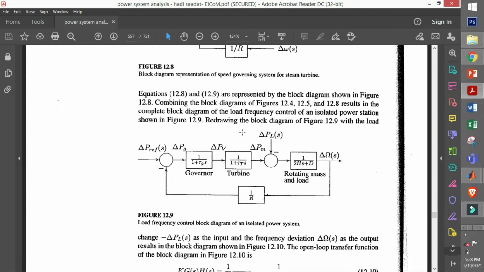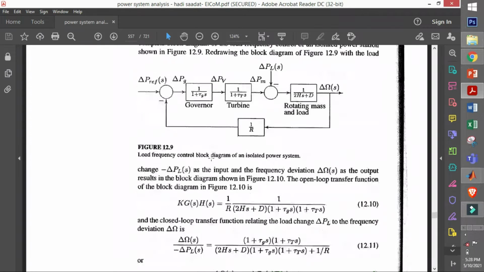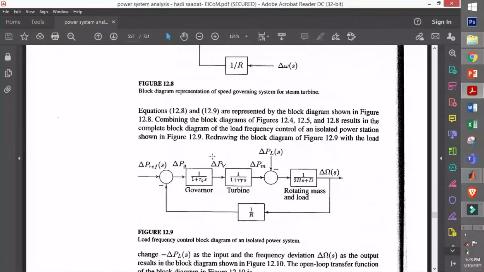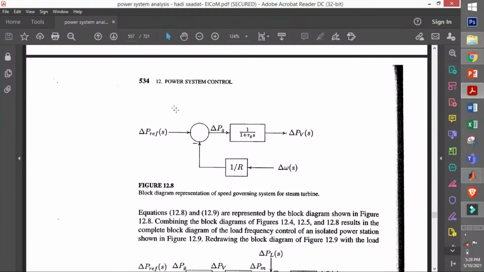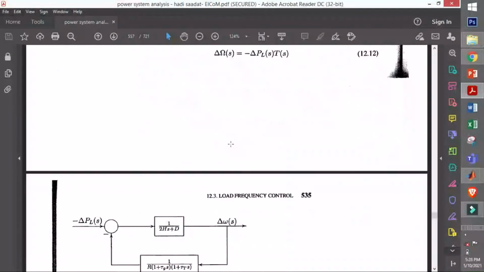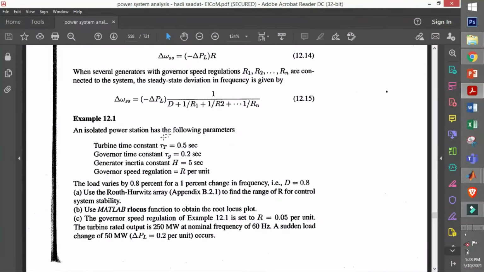So we will directly start building this model in MATLAB. First of all, we will see what values of these constants are given. For this, you can check page number 534. You directly go to the book, page 534, and follow what I am telling you. You will see the value of Tt is 0.5, Tg is given 0.2, H is given 5, R is not given, means they did not give R here. I will tell you. D they have given 0.8. R they have taken 0.05.